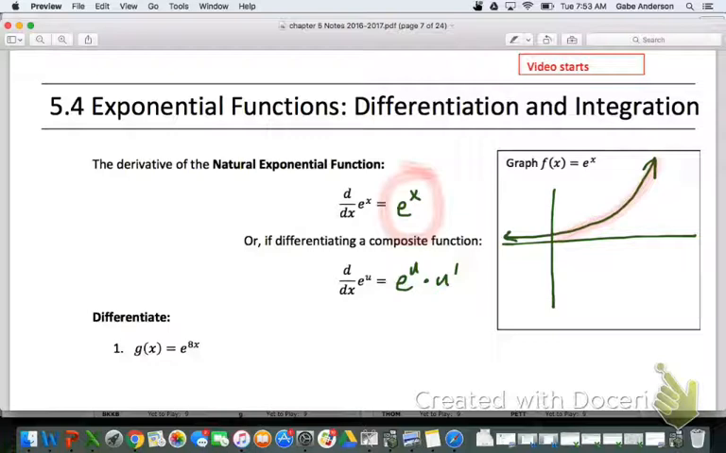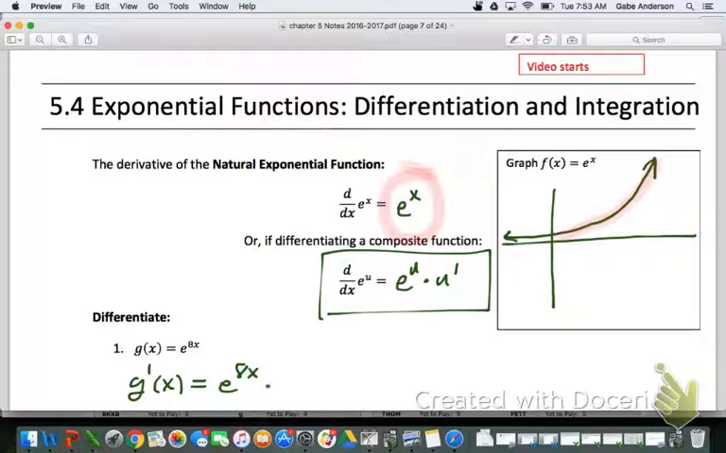Number one, g of x equals e to the 8x. We're supposed to differentiate. This more fits the e to the u, right? Because the exponent is not just a simple x, it's an 8x. So g prime of x equals e to the 8x times the derivative of the inside, so times 8. That chain rule factor is what that 8 is right there. So you can see it's just e to the u times the derivative of whatever that u happened to be. Let's move on to our next example.